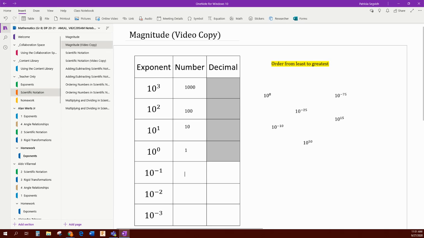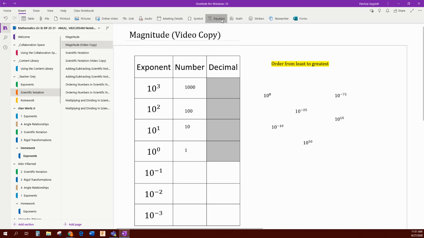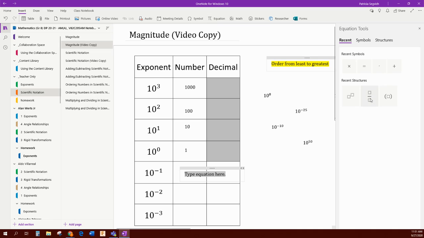So we are going to go to Insert, and then over to Equations. And when I get here, I'm going to want a fraction, right? So this is going to be 1 over 10.